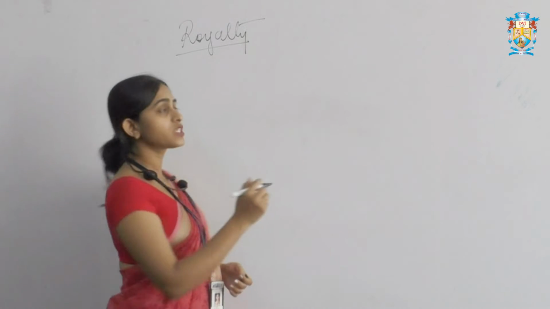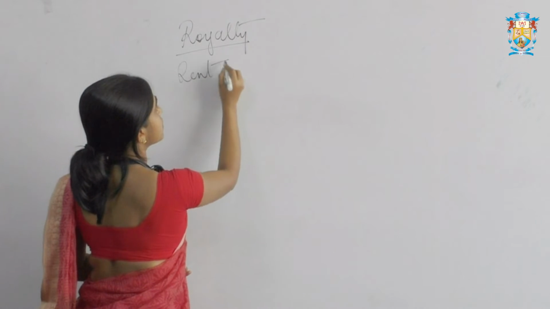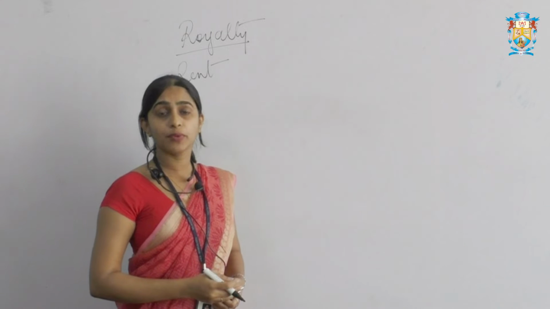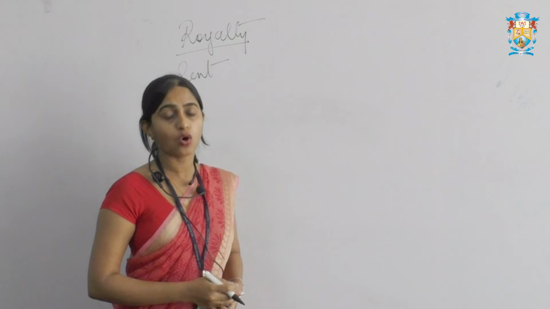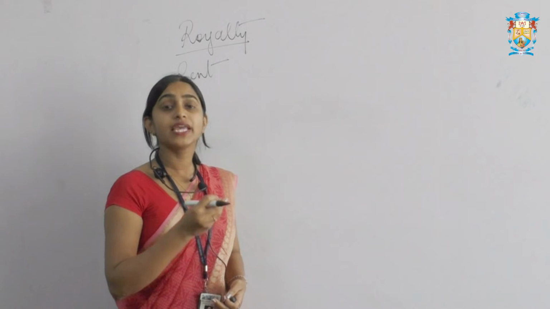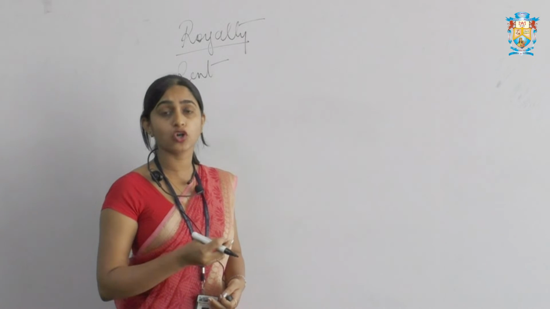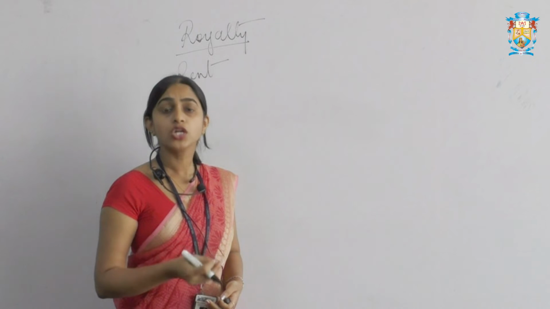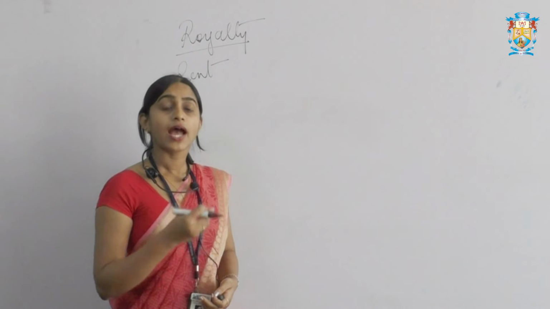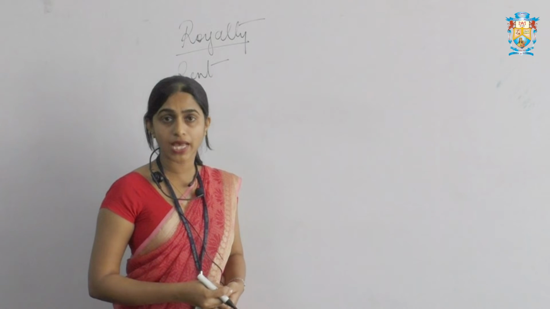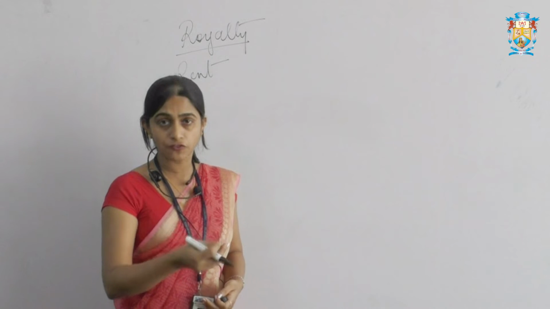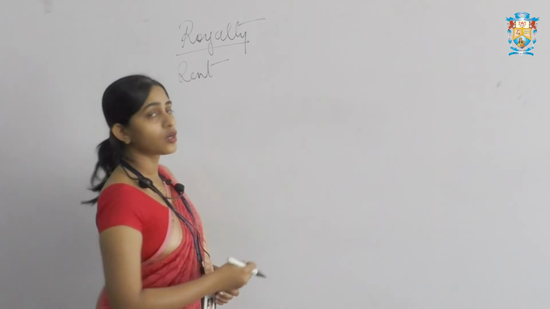We need to know the difference between rent and royalty. Rent is paid on tangible assets, while royalty is always paid on intangible assets. And in royalty, the amount is given for the special benefit or privilege given by the owner to the other person. Here the owner is termed as a lessor, and the other person who is getting the benefit is termed as a lessee. The amount he is going to give for the benefit he is deriving is termed as royalty.